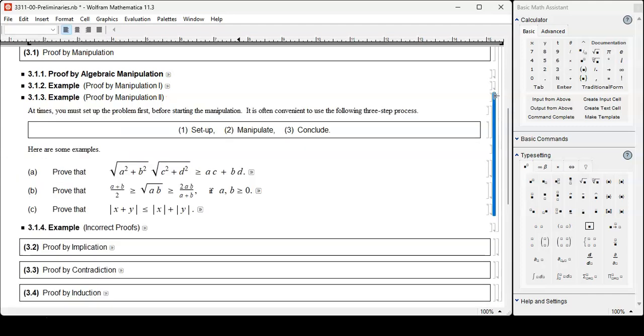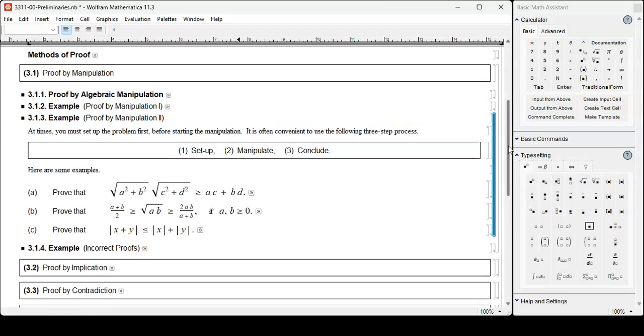Let's go to the next example. This time, we have to do an appropriate setup before starting the manipulation. Previously, we could just go right ahead, but this time it's going to be a little bit difficult to manipulate this square root. So we need an appropriate setup. By the way, this is a suggestion. First setup, second manipulate, and third conclude.